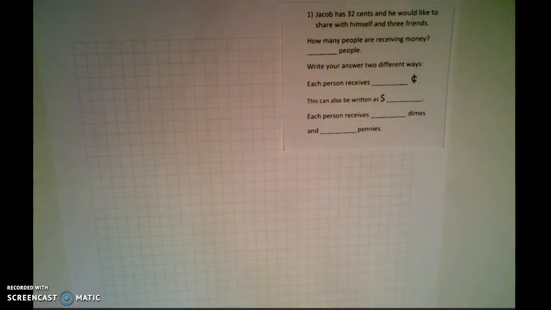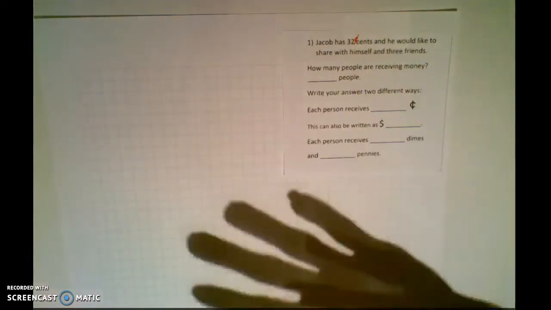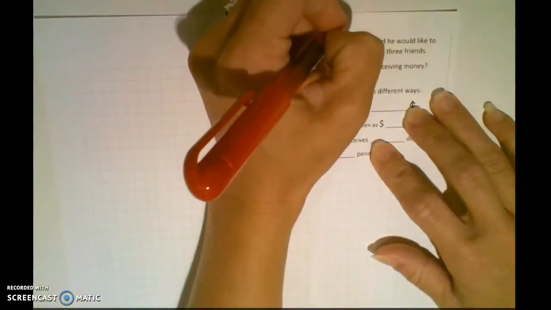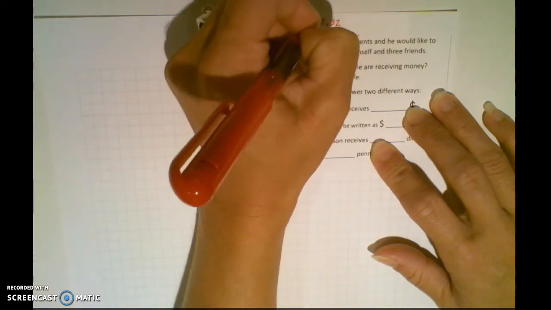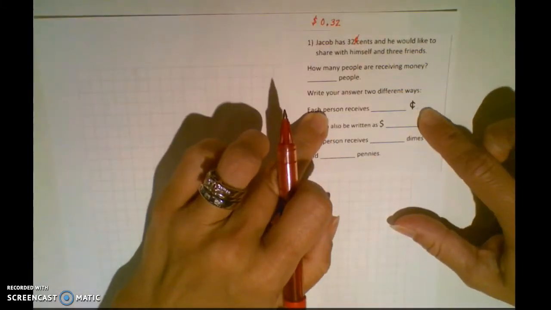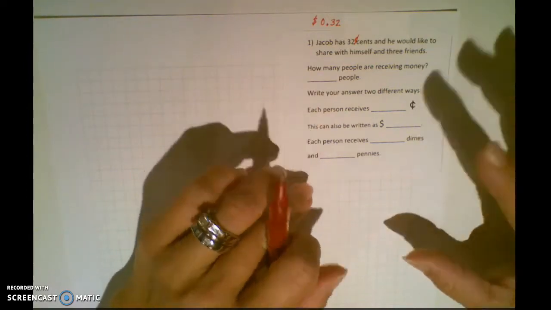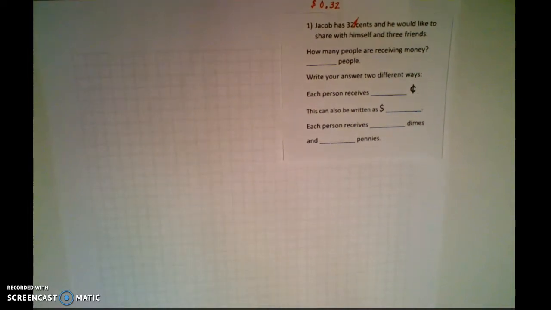Jacob has 32 cents and he would like to share with himself and 3 friends. Now, 32 cents can be written a couple of ways. First, we can write it with the cent sign, 32 cents, and there's no decimal. But you will usually see this written with a decimal, and in that case you're going to put the dollar sign. So when you give your answers today, you're going to be giving them in 2 different forms to show the difference between the 2 ways we can write money. Okay, Jacob has 32 cents and would like to share with himself and 3 friends.